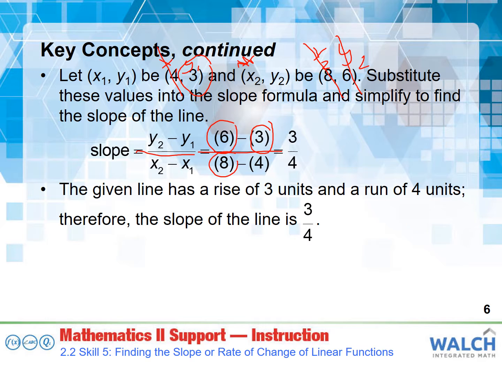So we have 6 minus 3 equals 3, and 8 minus 4 equals 4. So the given line has a rise of 3 units and a run of 4 units. Therefore, the slope of the line is 3/4.